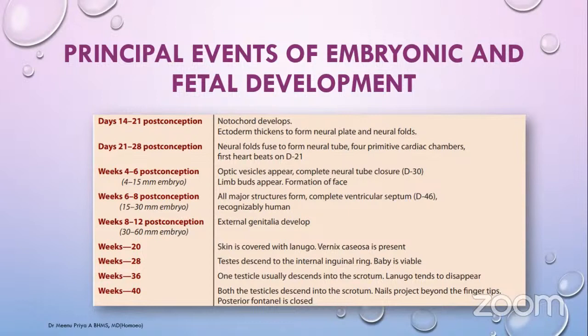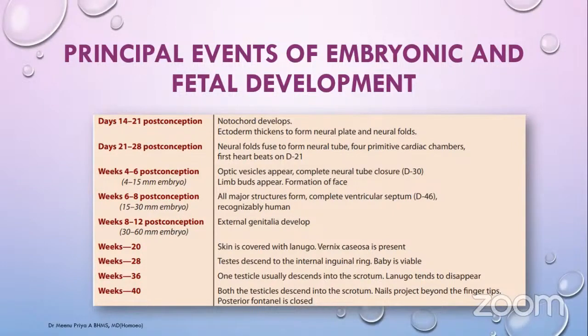At 8 to 12 weeks post-conception, external genitalia develop, and at 20 weeks the skin is covered with lanugo and vernix caseosa is present. At 28 weeks the testis descends to the internal inguinal ring. This can be a question: when does the testis descend? That is during intrauterine life, not after birth.